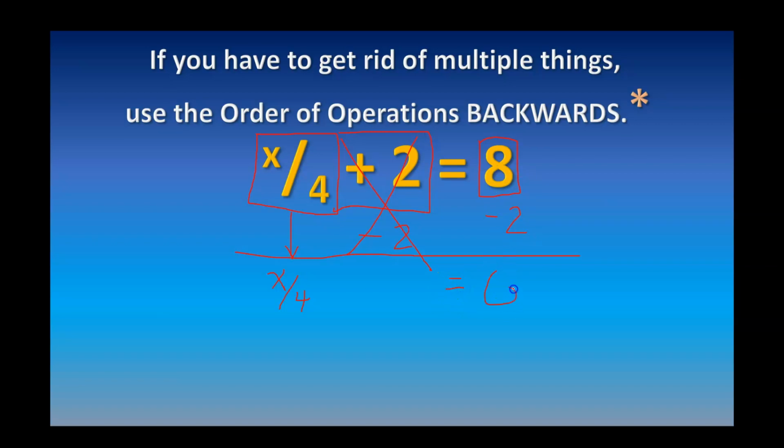The equal sign is always there for us. 8 minus 2 is 6. And now we're down to a one-step problem. The only thing that we have to get rid of is divided by 4. The opposite of divided by 4 is multiplied by 4. Got to do it on both sides. These guys blow each other up. The x comes down unchanged. Equal sign, 6 times 4 is 24.